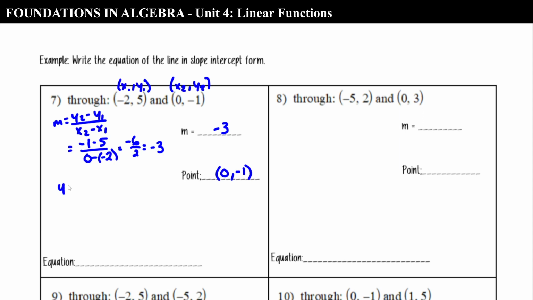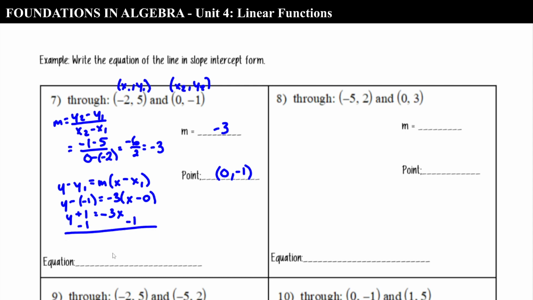And so now we're going to go back to our point slope form, and now we have a problem that's just like what we did on the previous page. Here y1 is negative 1, our slope is negative 3, and our x1 is 0. So you have y plus 1 equals negative 3x. Negative 3 times 0 is 0, so there's no need to write that. Subtract 1 on each side, and you're left with the equation y equals negative 3x minus 1.